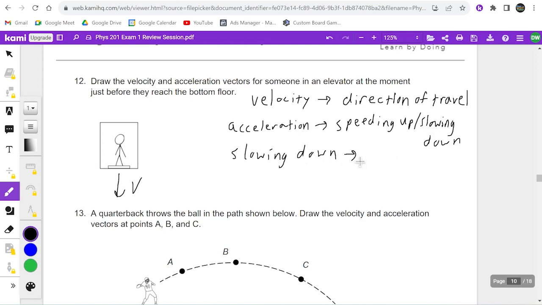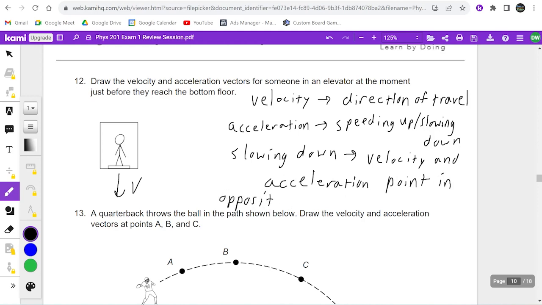Slowing down, here's what slowing down means. Velocity and acceleration point in opposite directions. There, now you know what slowing down means from a technical standpoint. Velocity and acceleration point in opposite directions. Obviously, speeding up would therefore be same direction. Velocity and acceleration, same direction. So because it's slowing down, acceleration must point up. And there's the answer. Are there any questions?